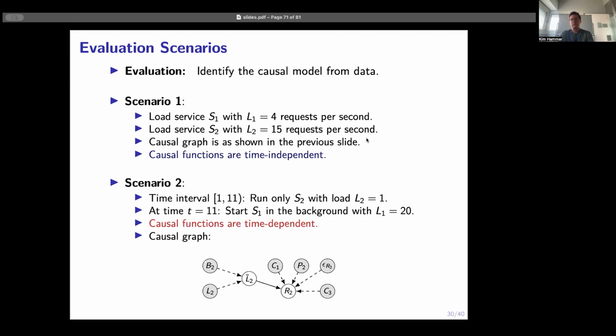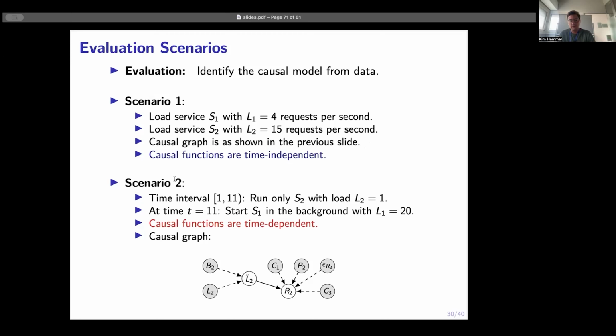So for the evaluation, we will consider two different evaluation scenarios. In the first scenario, we load service S1 with 4 requests per second and service S2 with 15 requests per second. And the loads are kept constant throughout the entire evaluation. So in this scenario, the causal functions will not change, they will remain fixed.